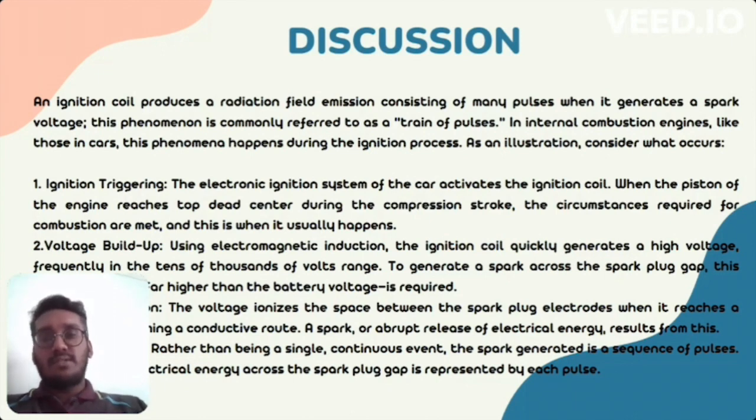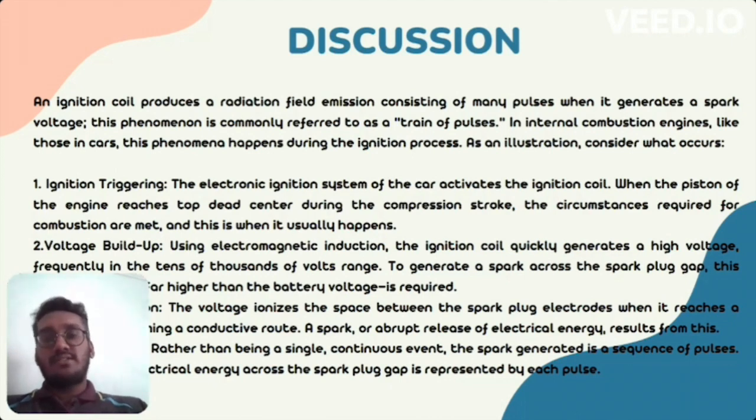Second one is voltage buildup. Using electromagnetic induction, the ignition coil quickly generates a high voltage, frequently in the tens of thousands of volts range. To generate a spark across the spark plug gap, this voltage, which is far higher than the battery voltage, is required. Third one is spark generation.